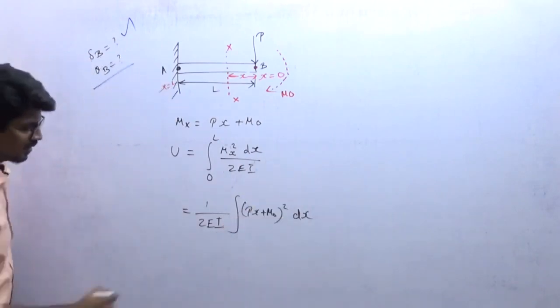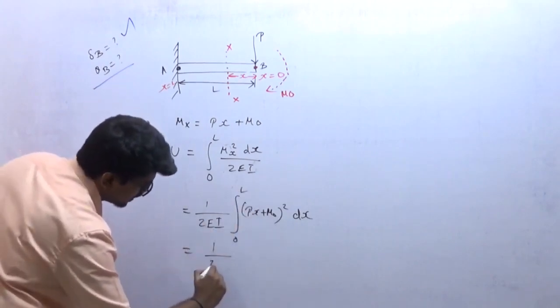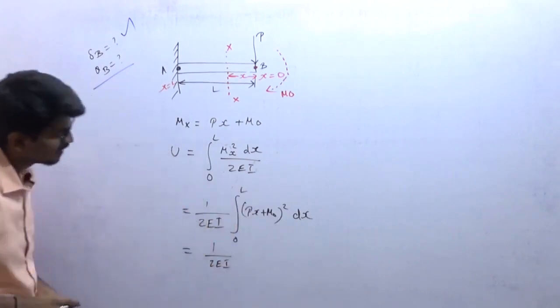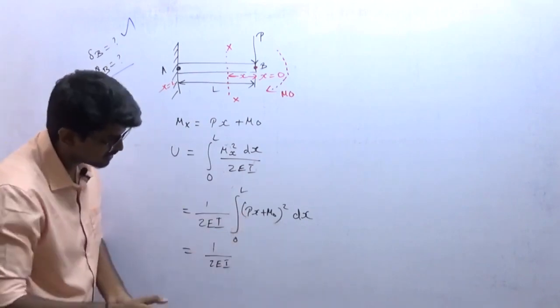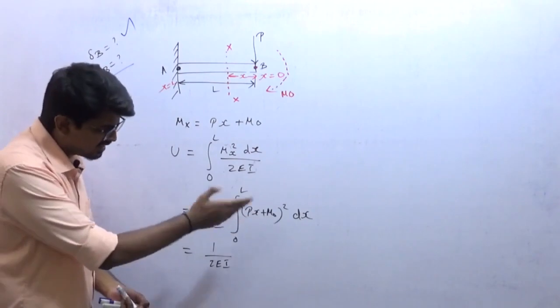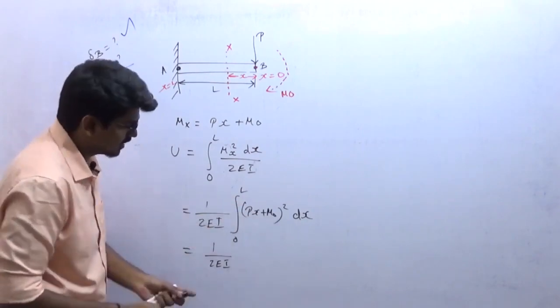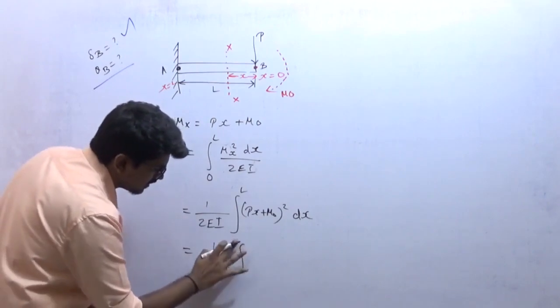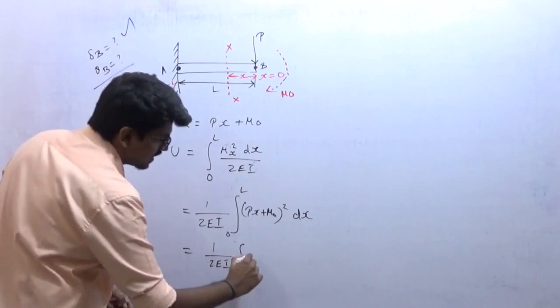Integration should be done from 0 to L. So 1 by 2EI. Now let me expand this by using the (a plus b) whole square formula. I can integrate it like this also, but let me expand it because that will be more convenient for us, because finally I need to equate M naught to 0. So that is why.